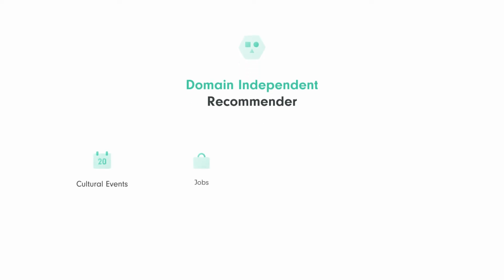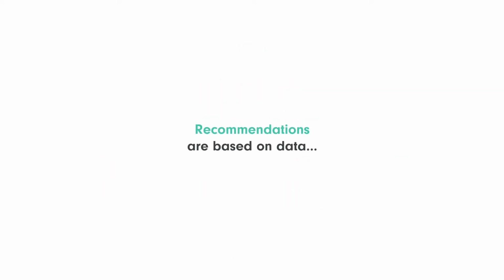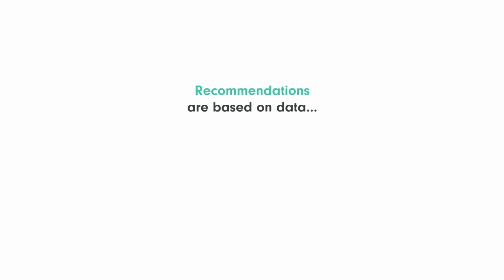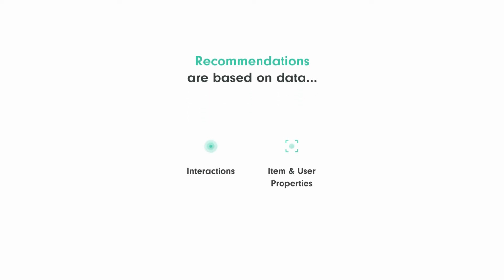The most common use of the system is recommending items to users in real time. The items can be of almost any kind, for example, cultural events, job offers, products in an e-shop, or videos in a VOD system. The recommendations are based on provided data. The most important kind of data are the interactions between the users and items. The interactions may be of multiple types, so you can submit, for example, purchases, additions to cart, or reviews.